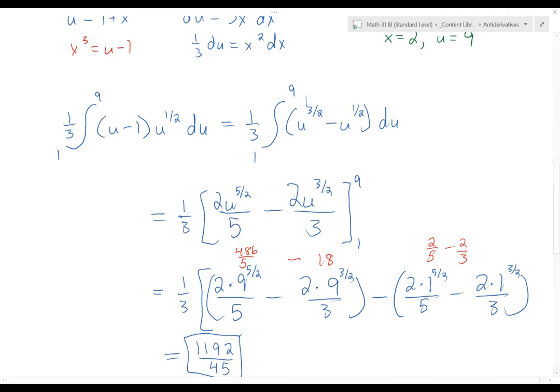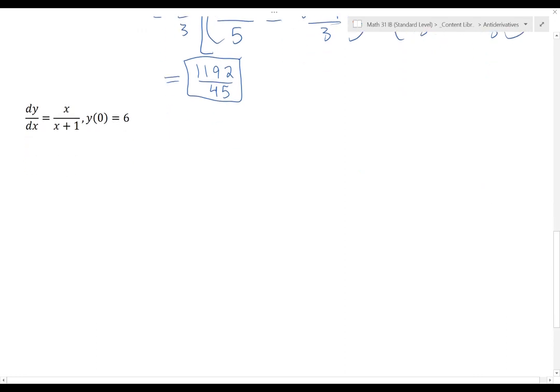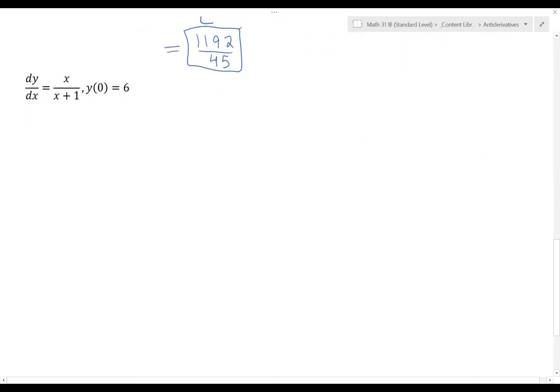Now I've done that fairly quickly, so please feel free to check my work and let me know if it is incorrect. But I believe that will be the definite integral here.